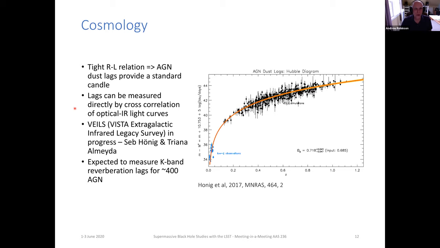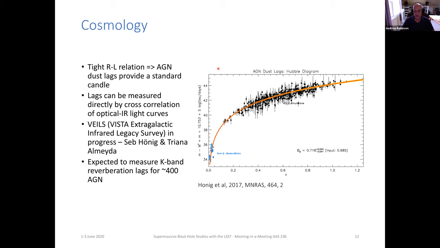So what can you do with dust reverberation mapping lags? Well, one thing is you can use them as cosmological probes because of the tight radius-luminosity relation. AGN dust lags provide a standard candle. You see in this plot from Hönig et al. 2017, you can construct a dust lag Hubble diagram, which you can use to constrain cosmological parameters.